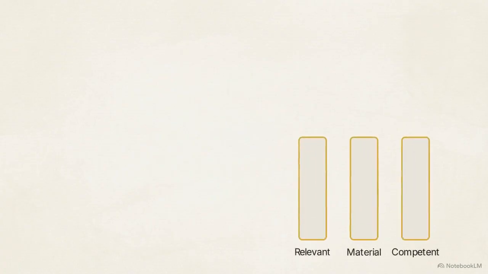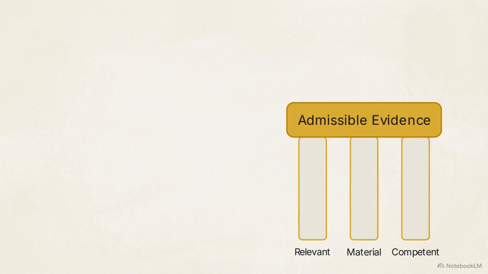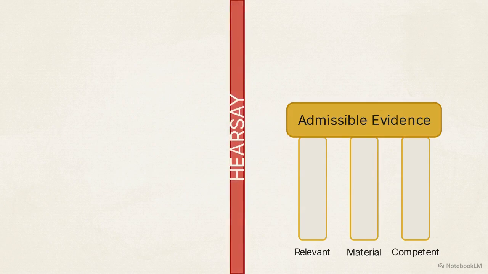To be admitted into open court, digital evidence must meet 3 absolute prerequisites. It must be relevant to the fact at hand, it must be material to the specific case, and it must be competent, meaning it was obtained legally. This creates an immediate legal paradox. In a courtroom, a machine-generated server log is technically hearsay. It is an unverified statement made outside of court by a computer, and courts generally reject hearsay.